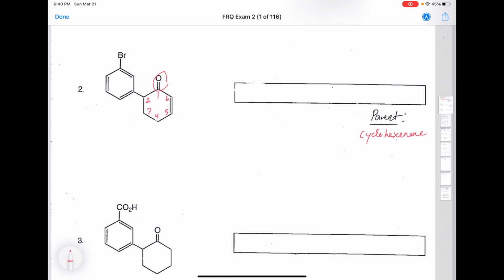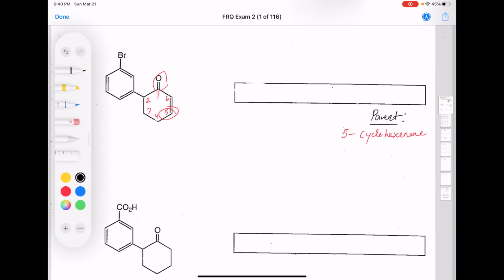But now there's also an additional specification that we have to make, namely where the alkene is. Since we always count our alkenes from the lowest number, in this case carbon 5, we list it as 5-cyclohexenone. So now that we have the parent name decided, let's look at the substituents.